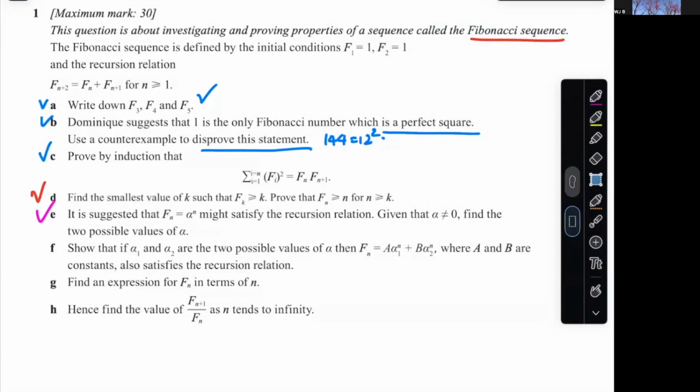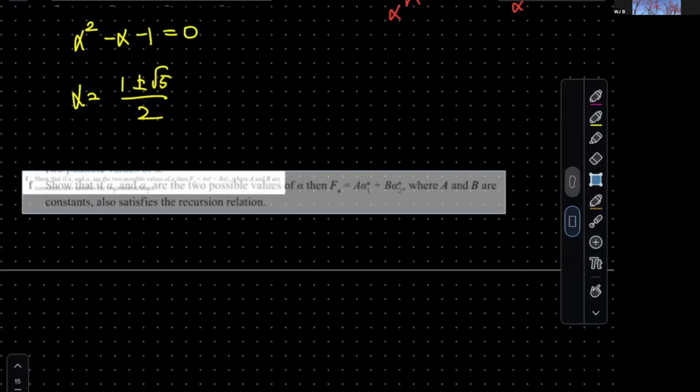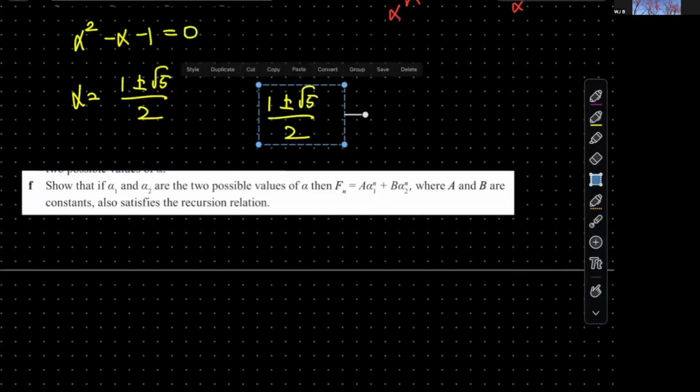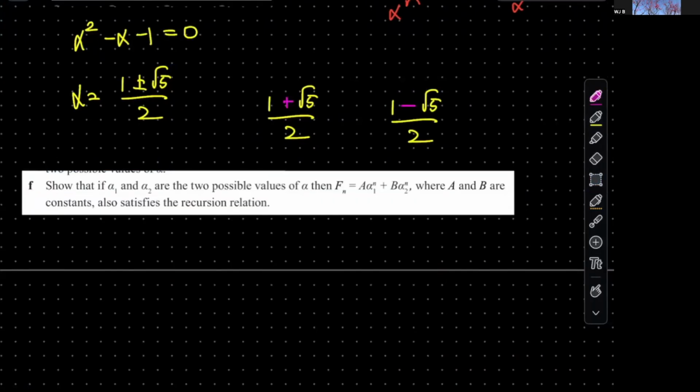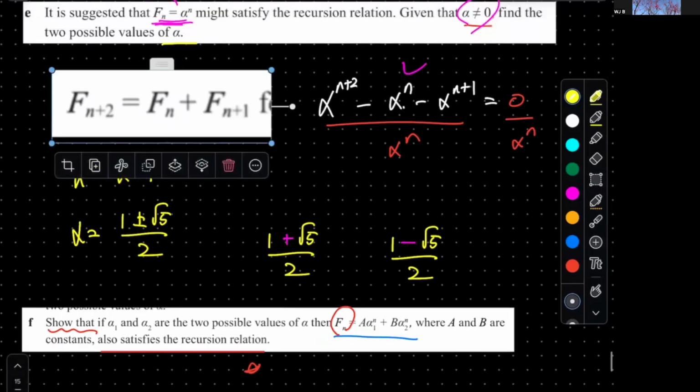Here's part E, and then it's another show-that problem. Let's check this out. Now they are saying, okay, show that given the alpha, which was just a radical conjugate, so I got the one with the positive and one with the negative, they are saying that it's two possible values of alpha, and I need to show whether it's going to satisfy the equation or not. I need to show that this one also satisfies the recurrence relation, where the recurrence relation was, I believe, this, the Fibonacci sequence.